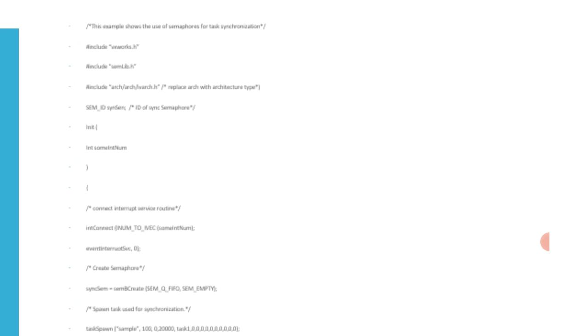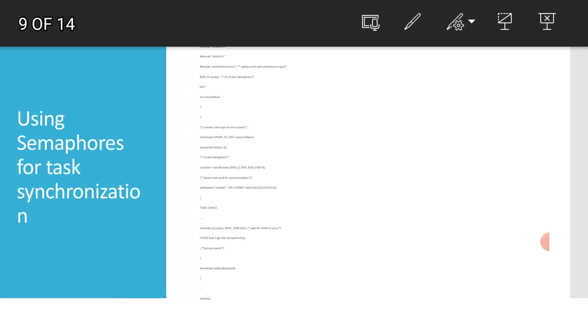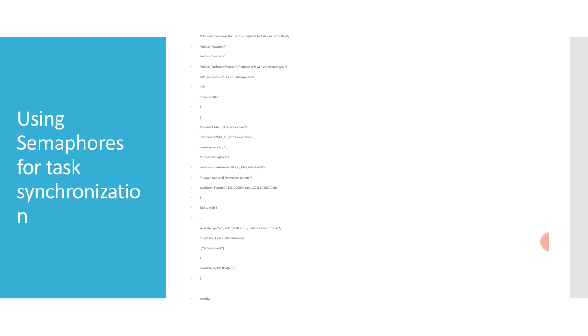So the init routine creates the binary semaphore, attaches an ISR to an event and spawns a task to process the event. Don't worry, I will paste the code in the description. You can zoom in and check through.